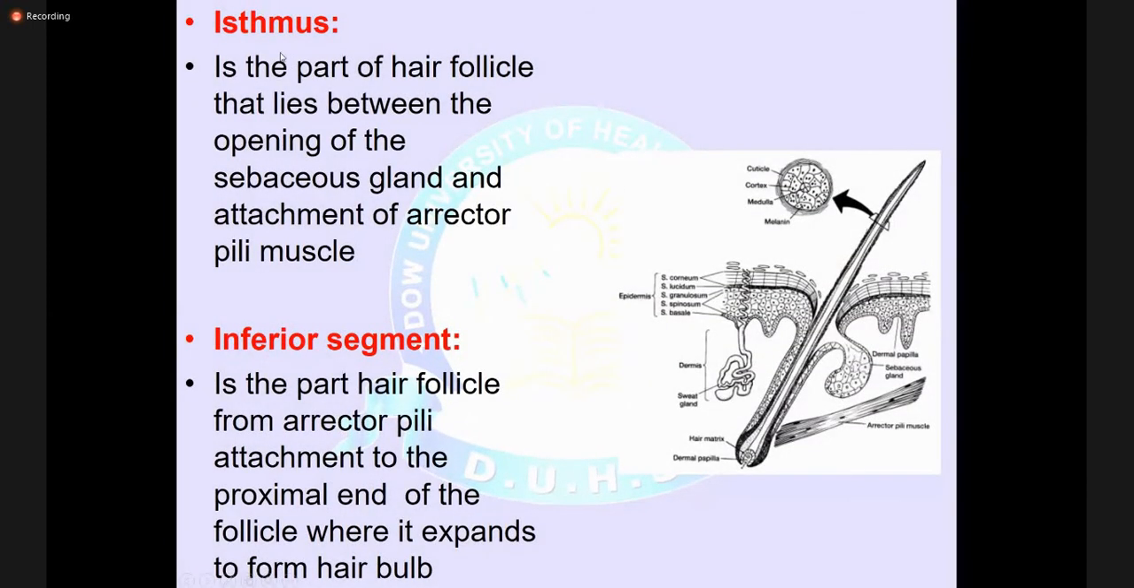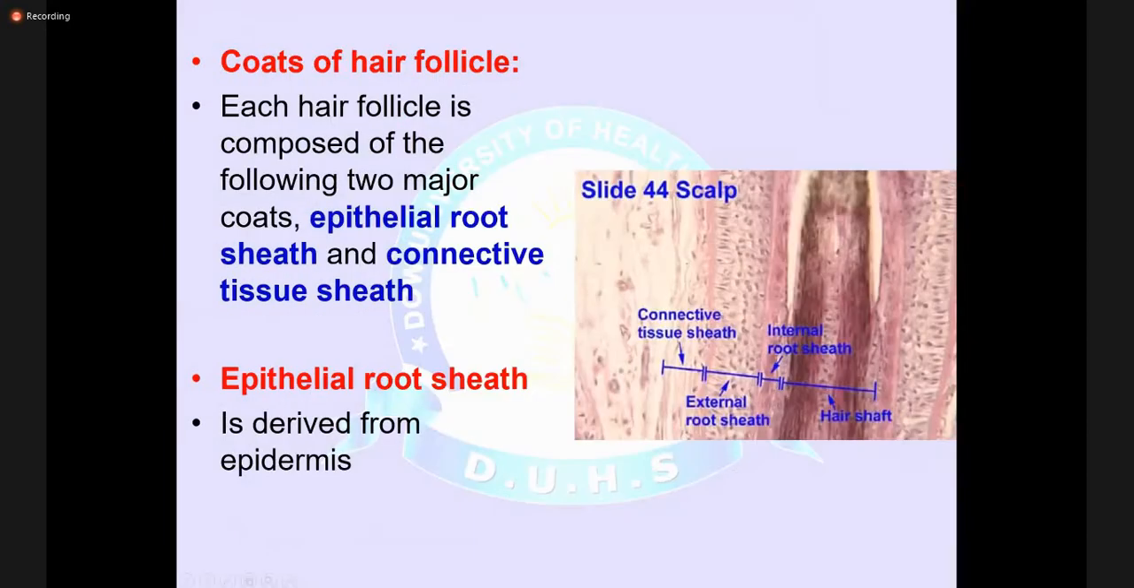Then the isthmus is the part of the hair follicle that lies between the opening of the sebaceous gland and the attachment of the erector muscle. So this part is the isthmus. Then the inferior segment is the part of the hair follicle from the erector pili to the proximal end, where it expands and forms the hair bulb. So these are the parts of the hair follicle.